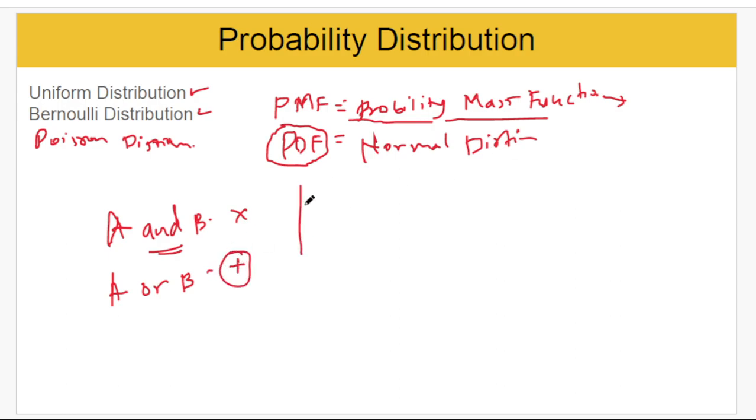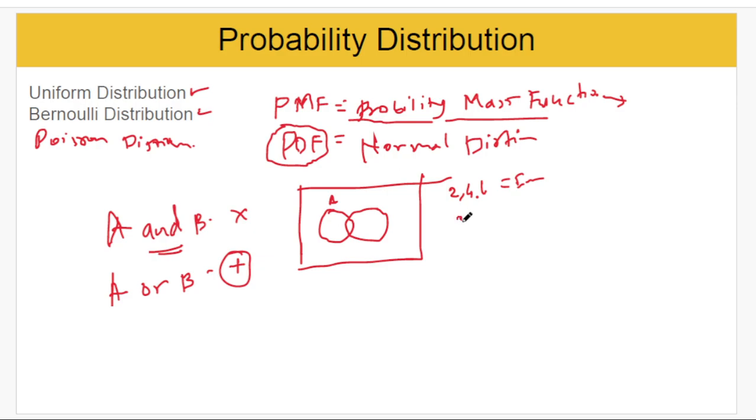Why? Because if you see diagrammatically, anytime in probability, it is better you draw diagrams. This is event A. Last time's example, we take 2, 4, 6, even numbers, and 3 and 6 divisible by 3, and 1 and 5 are empty. What I'm saying is that event A and B should both happen. So which part am I taking? This very small part. And how will it come? If I multiply the probability of A into the probability of B, that gives me the probability of both.